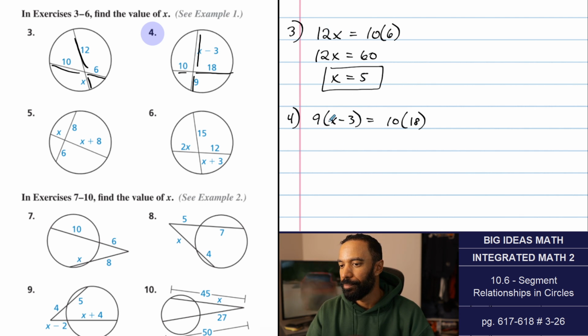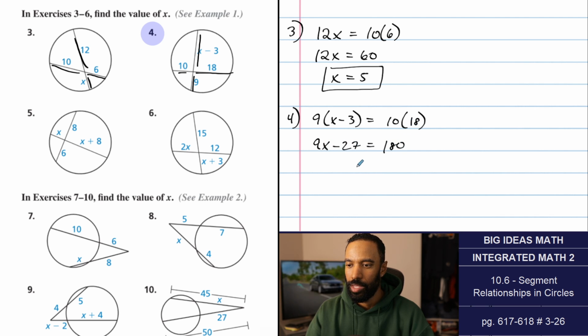Anyway, 9x minus 27 equals, this is 180. We add 27 to both sides. And you can see where that would have actually saved us some time there. I think that's 23. X is 23.